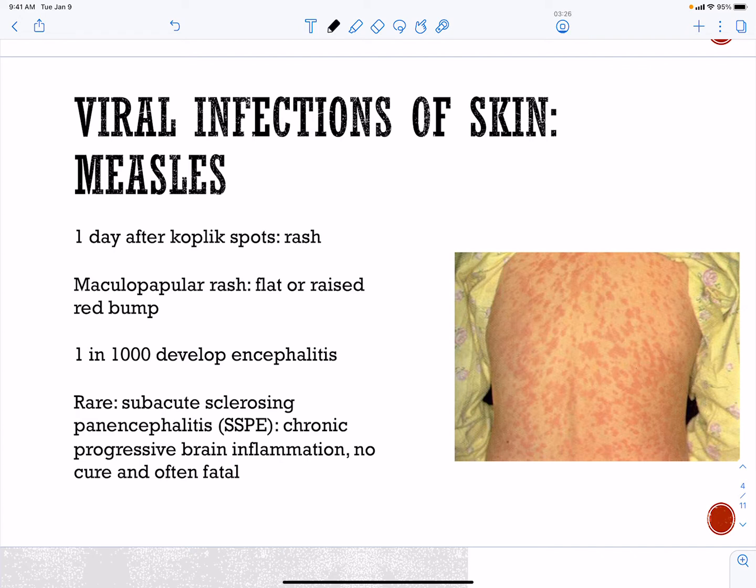A very rare complication that usually occurs many months after you've actually contracted the disease is subacute sclerosing panencephalitis. And this is going to be inducing brain inflammation. And this is often a very fatal complication of measles.